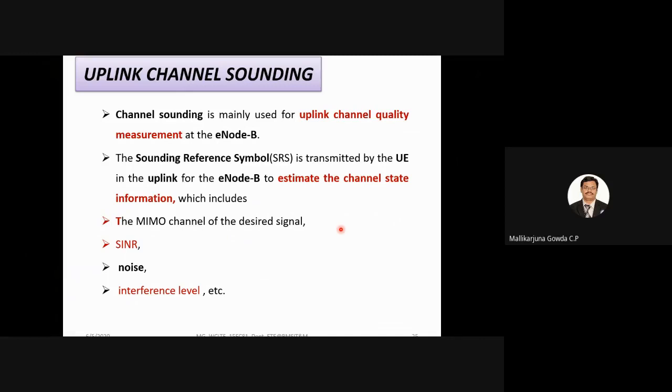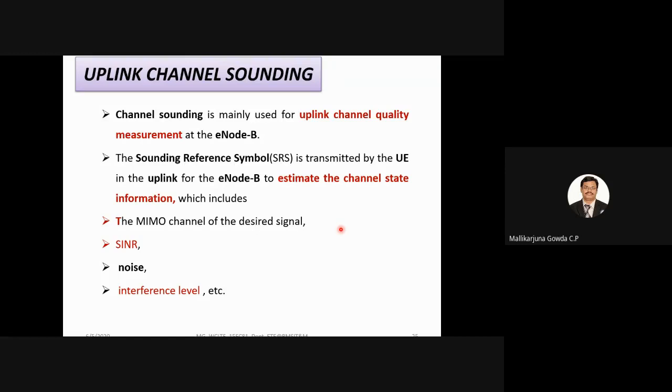Channel sounding is basically used for uplink channel quality measurement at the eNode B, like hybrid ARQ and CQI are used for downlink channel quality measurement. Similar to that, uplink channel quality measurement is done by using channel sounding. We use a sounding reference symbol, we say it is SRS, that is transmitted by the user equipment in the uplink for the eNB to estimate the channel state information.